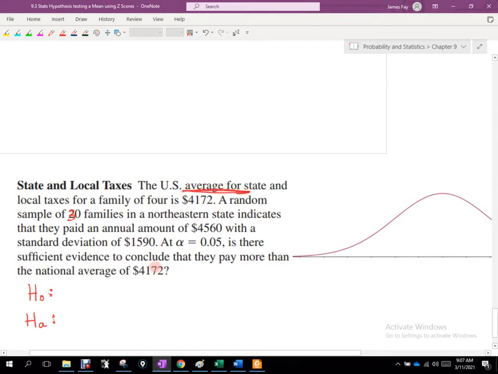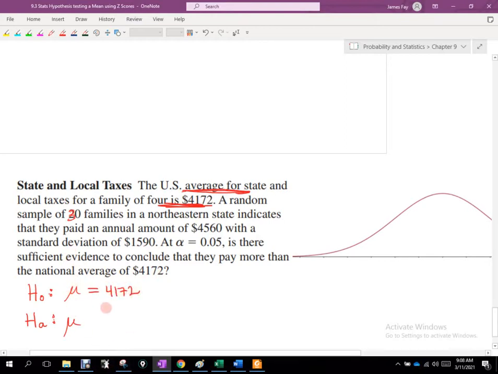So when it says average, that tells us mu is what we're trying to test, right? Okay, so we'll put mu in here for both of these. Now it says the U.S. average for state and local taxes for a family of four is $41.72. So when I see the word "is," that's telling me the $41.72 should go in what hypothesis here? The null. And what type of symbol should I use? Equals. Okay, so equals 41.72.